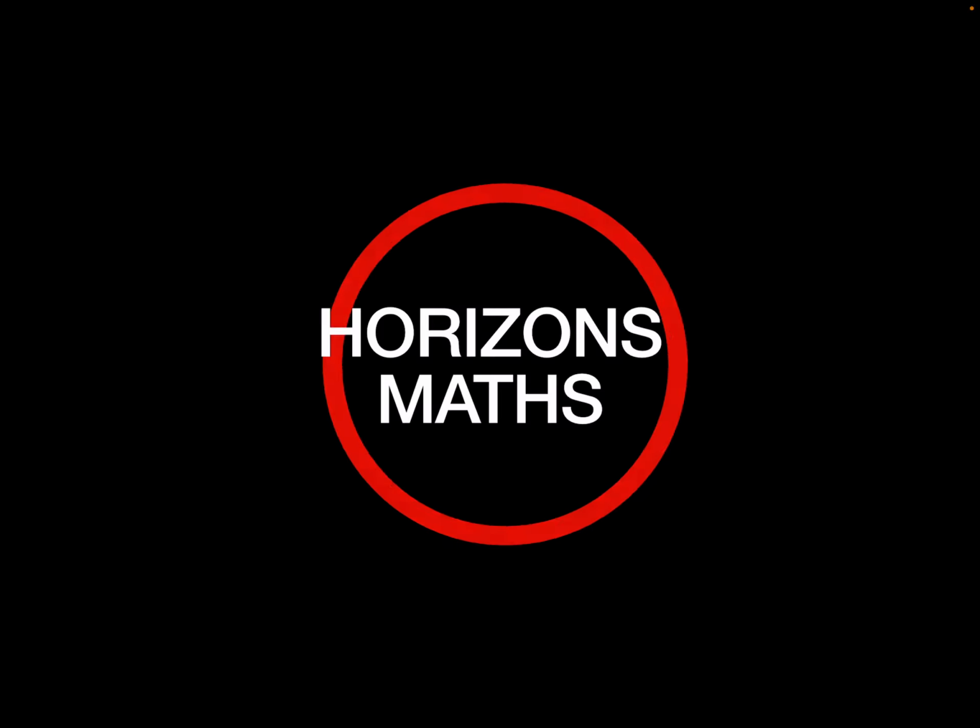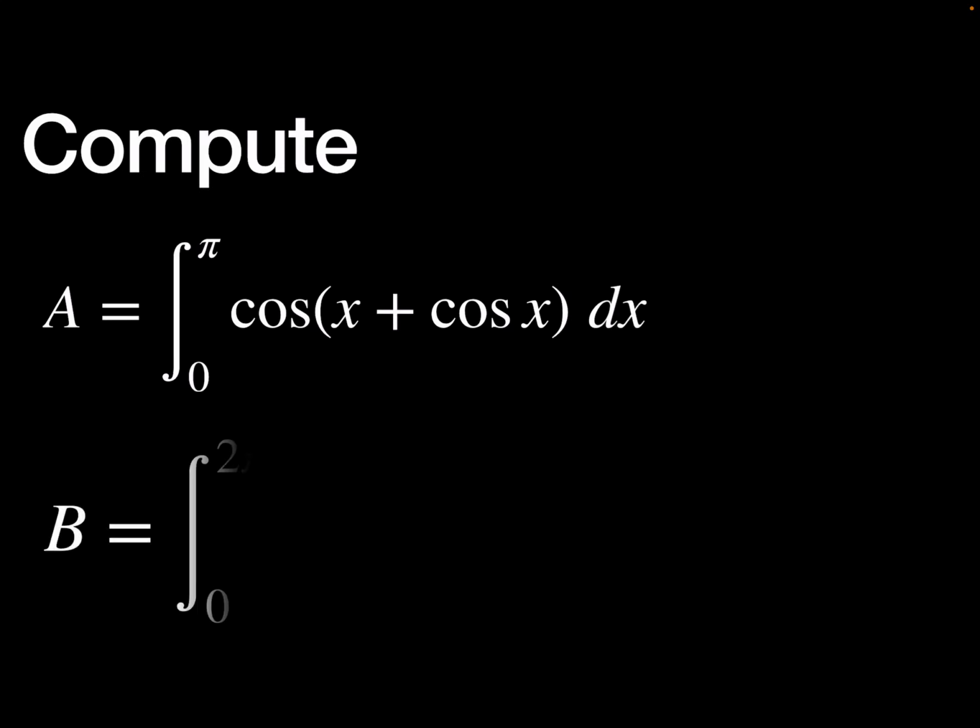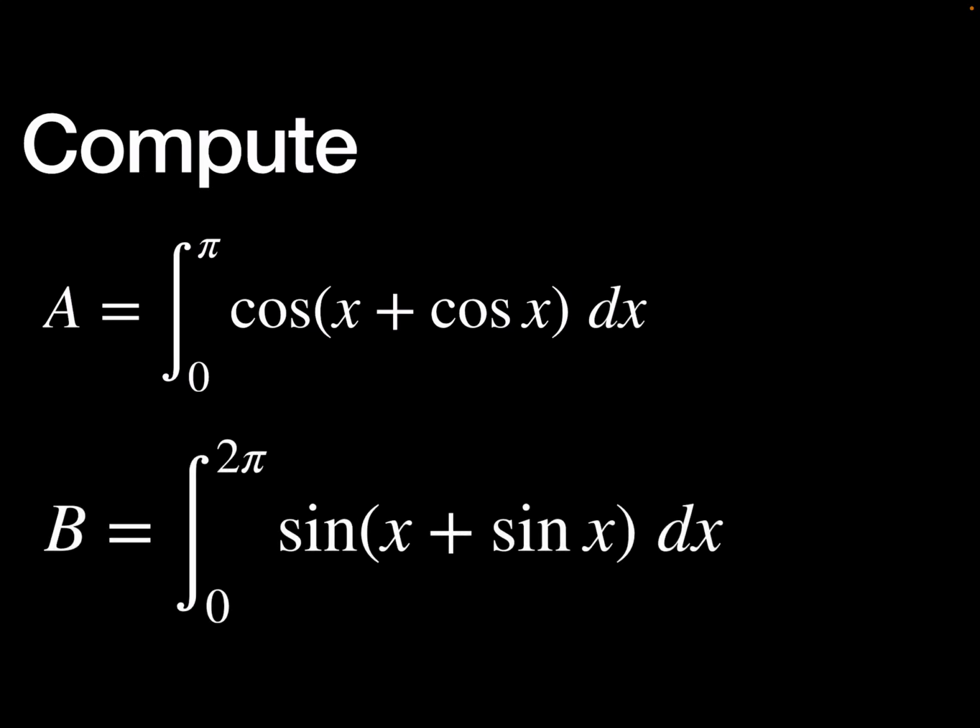Hello everyone and welcome. In this video we're going to compute the following two integrals. A equals the integral from 0 to pi of cosine of x plus cosine of x dx, and the second is B equals the integral from 0 to 2 pi of sine of x plus sine of x dx.